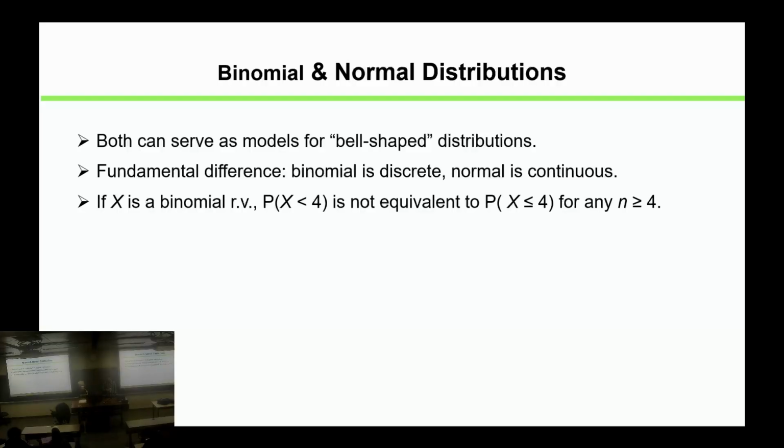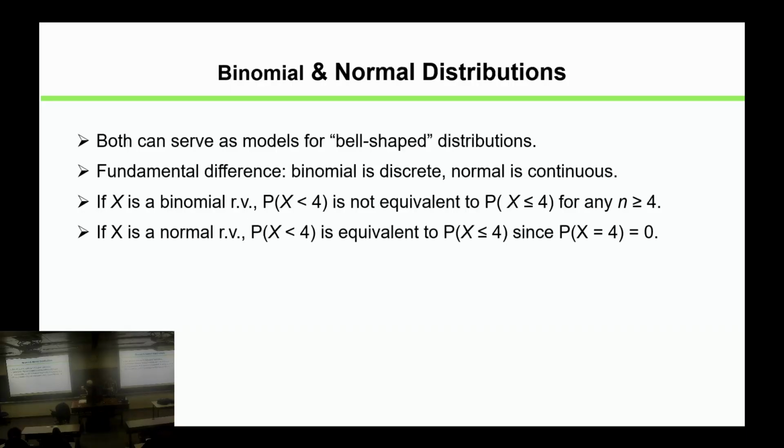And a key thing here is that if x is a binomial random variable, for example, the probability x is less than 4 is not equivalent to the probability that x is less than or equal to 4, because there is a real probability that x equals 4. You've got to really say this holds for any n greater than or equal to 4. Now, if x is a normal random variable, the probability x is less than 4 is equivalent to the probability x is less than or equal to 4, since the probability x equals 4 exactly, not a range that we round off to 4, but 4 exactly, is 0.